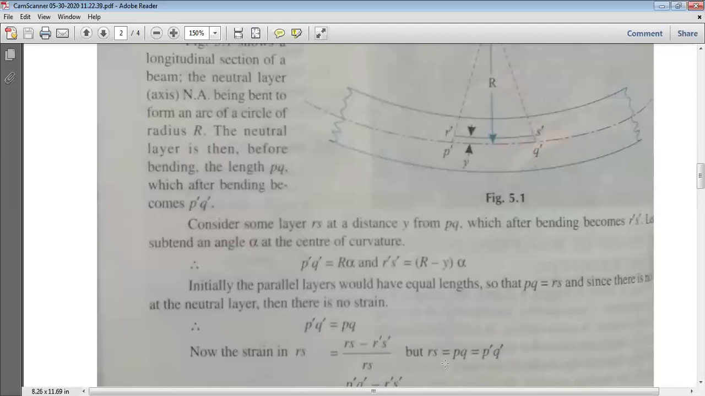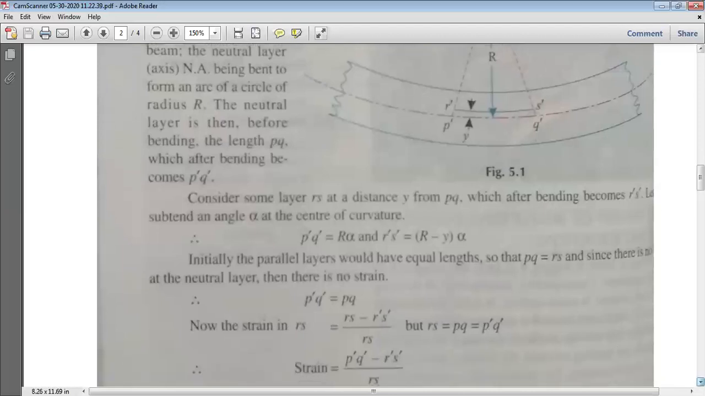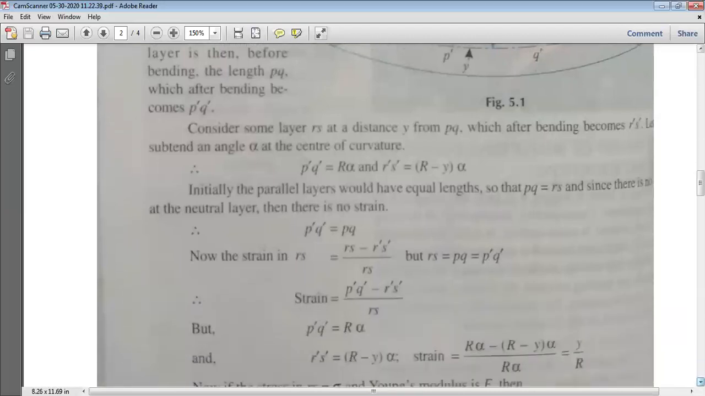But we know RS equals PQ is equal to P'Q', because this is the neutral axis, neutral layer, and RS will be equal to PQ. So (RS minus R'S') divided by RS will be (P'Q' minus R'S') divided by RS, and that is the strain. We have also concluded that P'Q' will be R alpha. We have earlier defined P'Q' equal to R alpha.